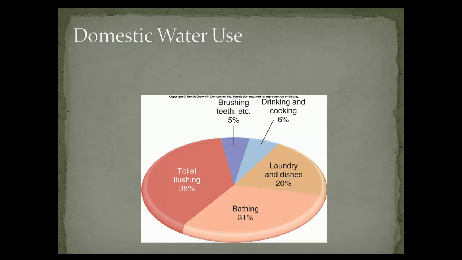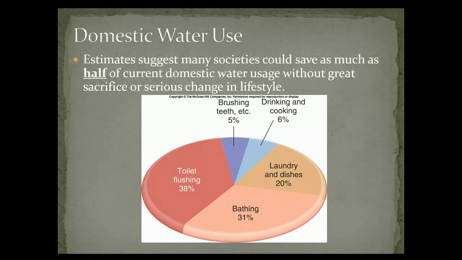So let's take a look at domestic water use. And this is just a small fraction of the water that's used. In total, domestic is very small, especially compared to agriculture. But when you look at what it is in homes, how do we use the vast majority of the water? Most of it is down the toilet. So there's a whole lot of ways we could conserve that. And then bathing, laundry and dishes, and drinking and cooking and brushing teeth.